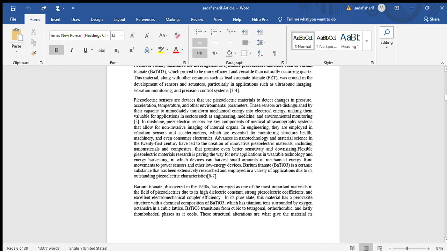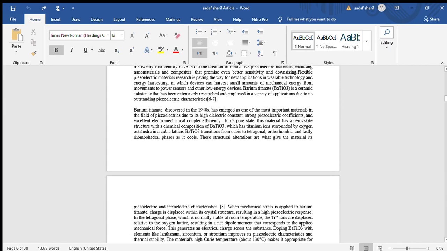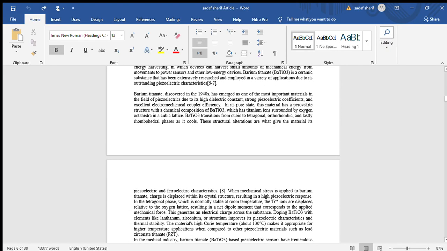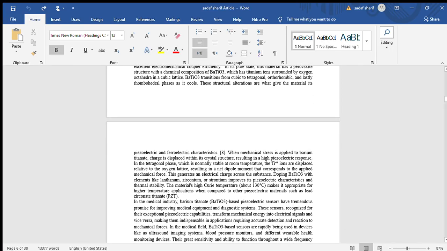Now, what are piezoelectric sensors? Piezoelectric sensors are devices that use piezoelectric materials to detect changes in pressure, acceleration, temperature, and other environmental parameters. Barium titanate was discovered in the 1940s and it has many applications in medical devices.